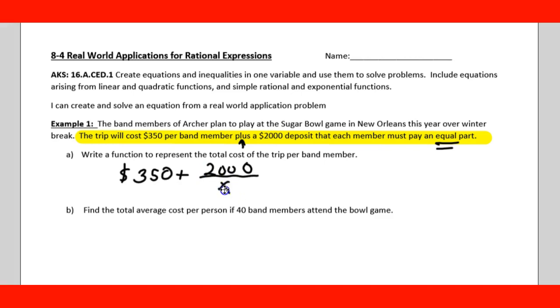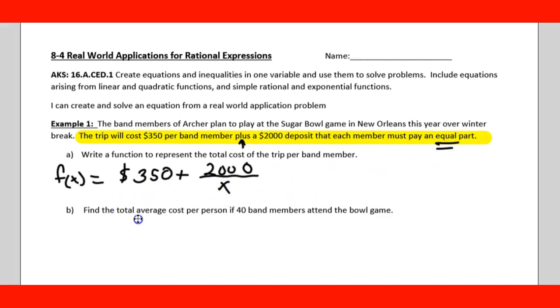If it's 2 of us, we divide that by 2. If it's 2,000 of us, we divide that by 2,000, so $1 a piece. But the point is, we're going to divide this out, and that will be the total each individual has to pay. So this is going to be our function, guys. Each individual has to pay $350 plus a portion of this $2,000, split equally.